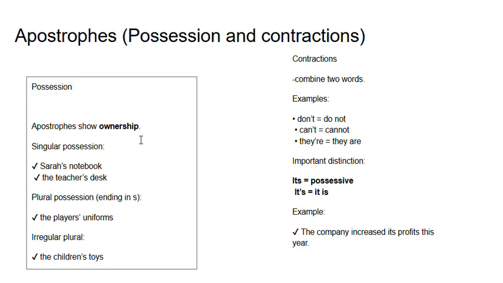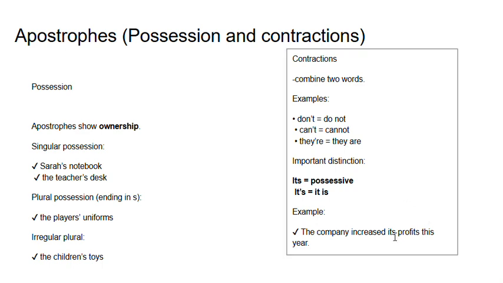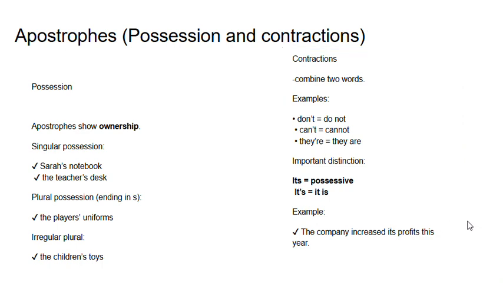So contractions combine two words, and examples of this are don't, do not; can't, cannot; they're, they are. And an important distinction you want to make is the contraction versus the possessive. With the apostrophe, if you have something like it's, then it is "it is." But without the apostrophe, it's going to be possessive. An example of this is: the company increased its profits this year. It wouldn't be appropriate to say "the company's increased its profits." So that's why we're using the possessive form of the pronoun.